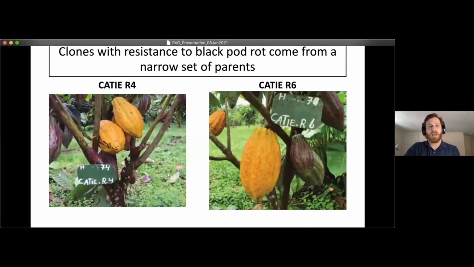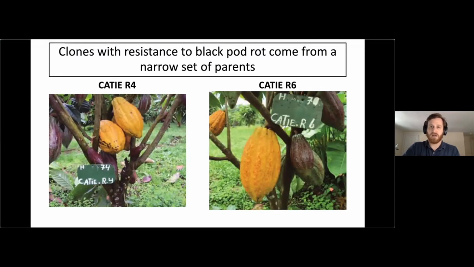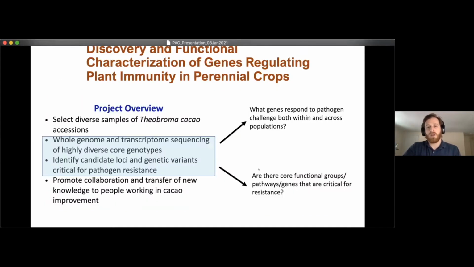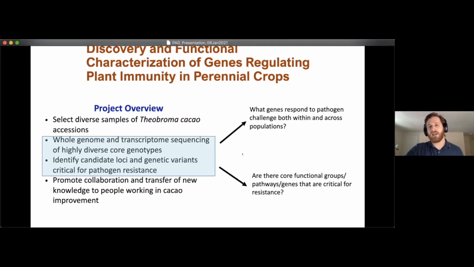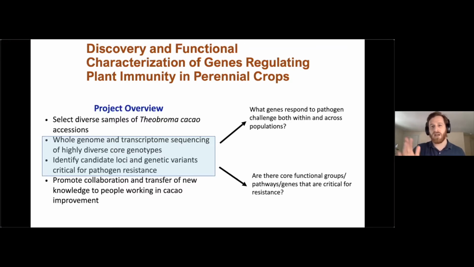Okay. And while there are clones that have been generated that have resistance to Phytophthora palmivora, or black pod rot, generally they come from a narrow set of parents. And so they're not necessarily representative of cacao's broader genetic diversity. So the goal of the NSF project was to identify and characterize genes that are involved in resistance to Phytophthora palmivora through a number of different technologies, including whole genome and transcriptome sequencing, as well as some metabolite analysis. And we wanted to identify genes that are involved in resistance across a diverse set of cacao populations.